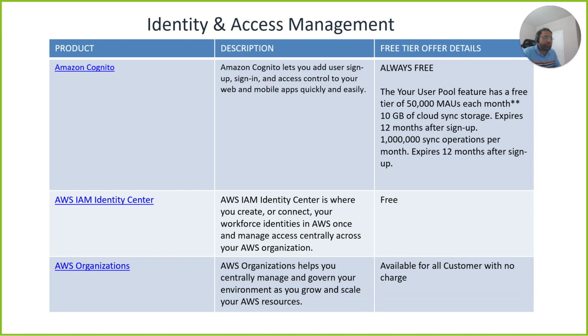And what is the Identity Center? It is where you connect your workforce identities in AWS and manage access centrally across your AWS organization. So basically you create or connect different workforce identities, and it is a free option. Once you sign up for the account subscription, you can use these services. IAM is also free. Then AWS Organizations, which we just spoke about. Primarily, it centrally manages all the services within one organization, and it is very easy to configure and maintain if you have multiple accounts.